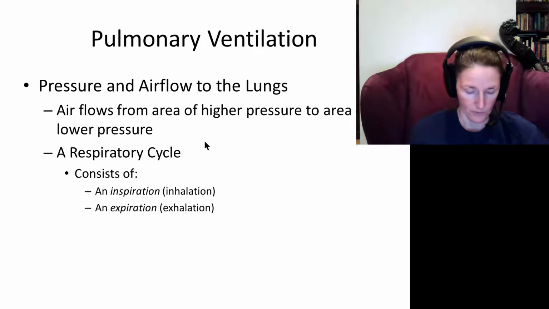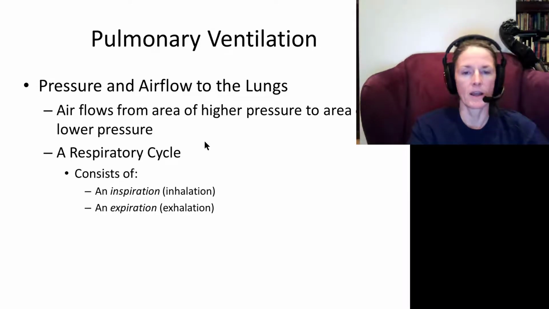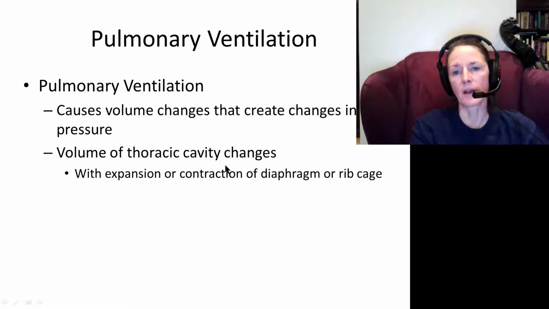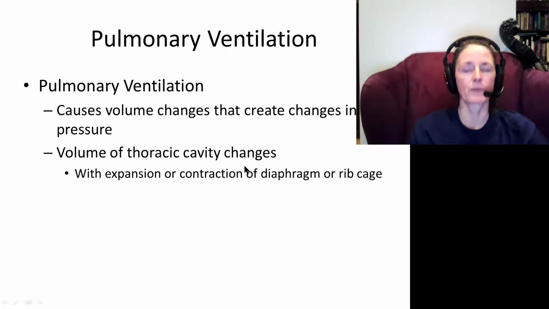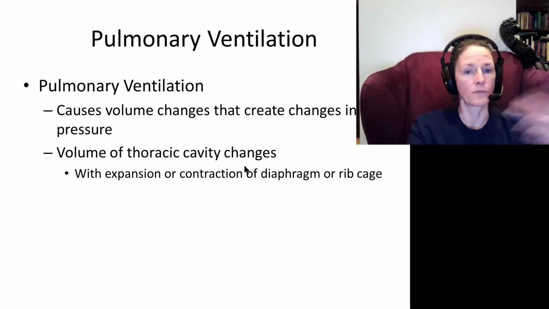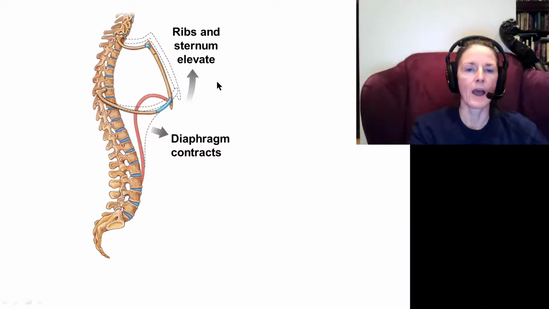And of course, we're having more air that we just inhaled. That's going to want to go out to the external air again. So pulmonary ventilation basically is going to cause volume changes that create these changes in pressure. As the volume of the thoracic cavity changes, the pressure inside is going to change. And that's going to pull air in or force it out. So how does it work?